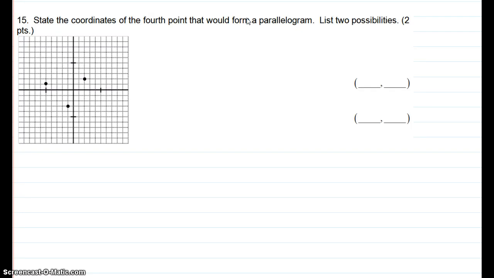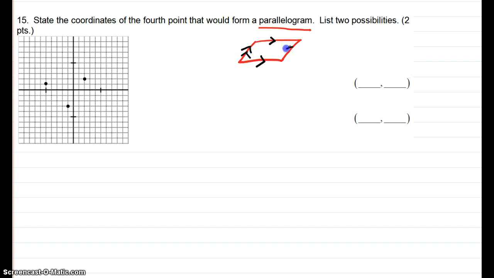All right, let's take a look at number 15. State the coordinates of the fourth point that would form a parallelogram. List two possibilities. So typically when we hear the word parallelogram, we think of something like this. And what makes a parallelogram is that the opposite sides are parallel.